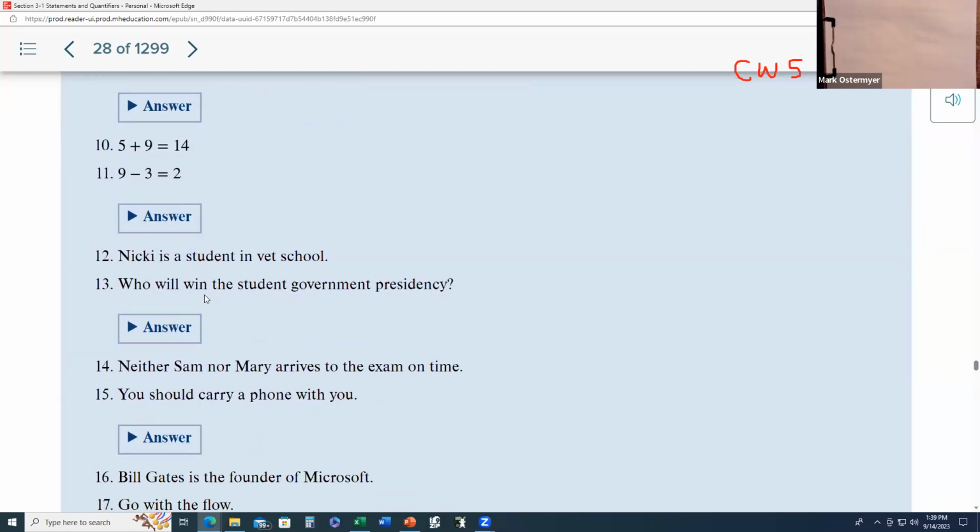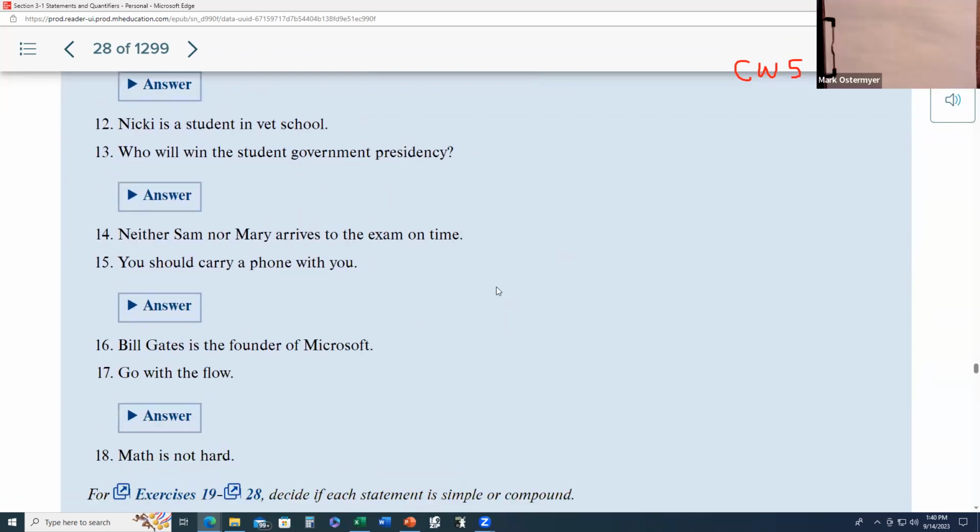Number 12, is it a statement? Yes. Yeah, I mean, that's either true or false. There is no other gray area there, and that's a statement. Number 13, "Who will win the student government presidency?" Is that a statement? No. Nope. That's just a question. 14, "Neither Sam nor Mary arrives to the exam on time." Statement? Yeah, it's a statement. It's either true or false, isn't it? Yes. That's either true or false.